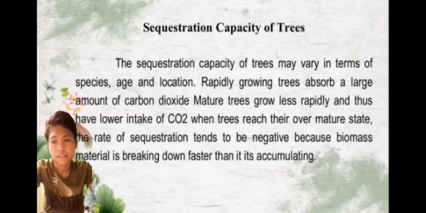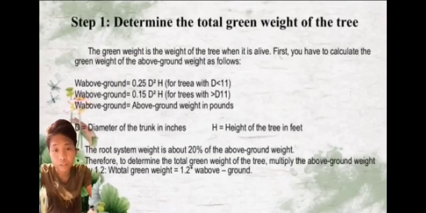So the sequestration capacity of trees really depends on species, age, or location. Fast-growing trees have a larger amount of carbon dioxide that they absorb, while mature trees absorb carbon dioxide more slowly. How to calculate carbon dioxide sequestration?